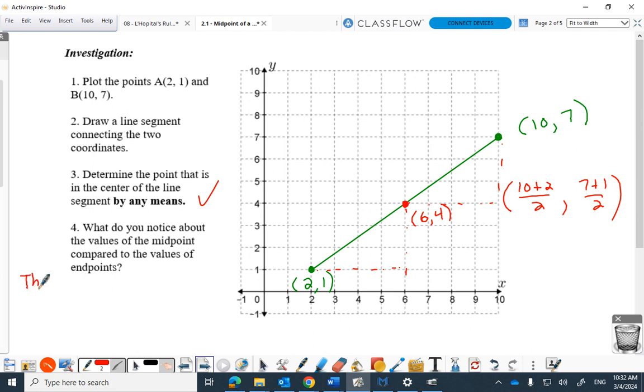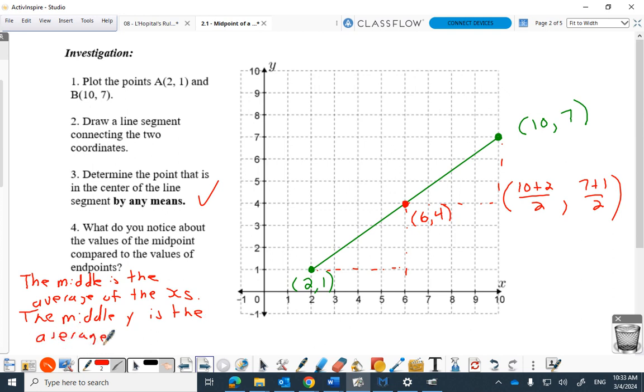The middle x is the average of the x's. The middle y is the average of the y's. That might be my only teaching all day. That might be my only moment where I took what she said, which is I add them together and divided by 2, and just said, well, you're finding the average of those two. You're finding the middle. Any questions about that?